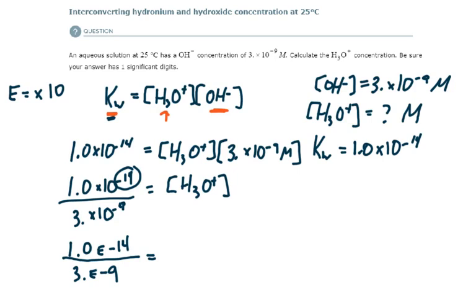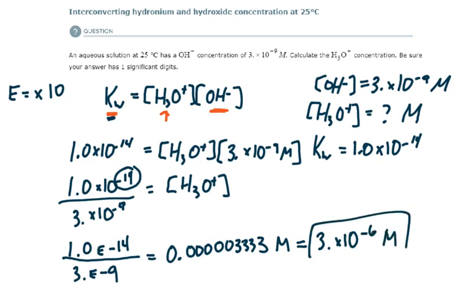So what we get in our calculator is a really, really small value again. And this is a concentration, so it'll be molar. So let's place this into scientific notation and round it to one significant digit. So it'd simply be 3 times 10 to the minus 6 molar.